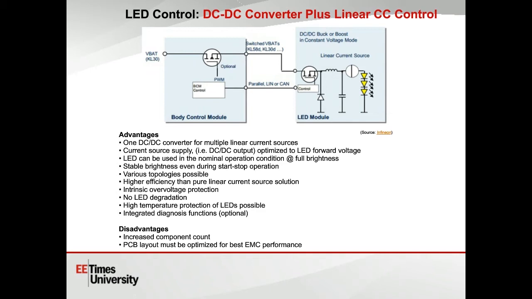This control scheme combines a DC to DC converter working in a constant voltage mode together with one or more linear current sources, one for each string. So the DC to DC converter in this application provides an output voltage that's optimized for the LED string length, and then the output voltage is converted into a constant output current by the linear current sources. And this gives us more efficient LED control. But again, it's the most expensive solution with increased component count versus all of the others.